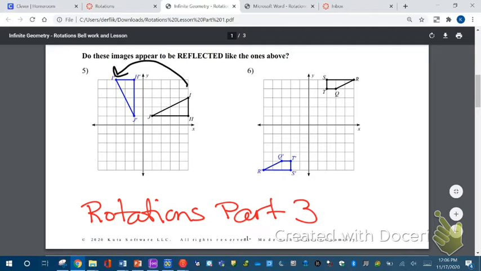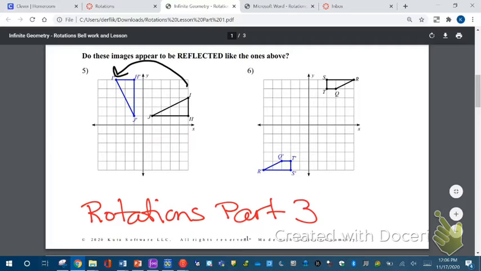So now you can see that these are rotations, and all I want you to do is tell me how many degrees they have been rotated. And again, it's counterclockwise for all of them today. So we're supposed to say rotate counterclockwise and the number of degrees.